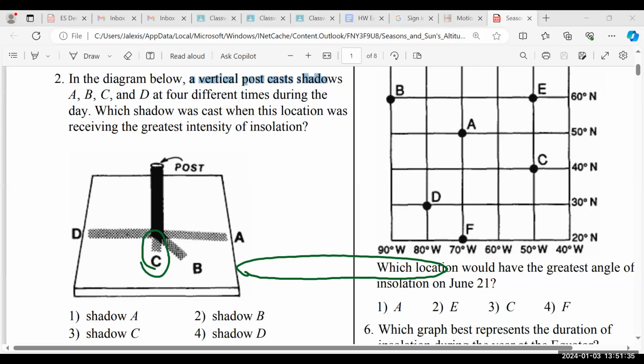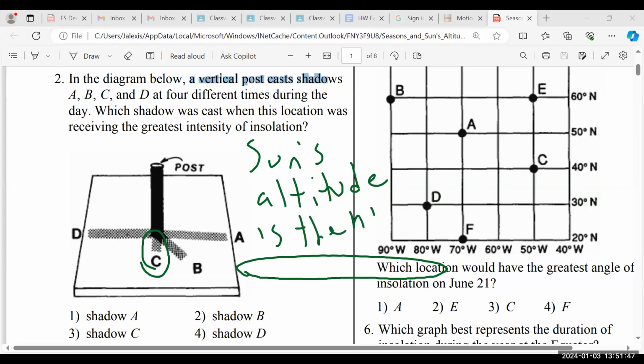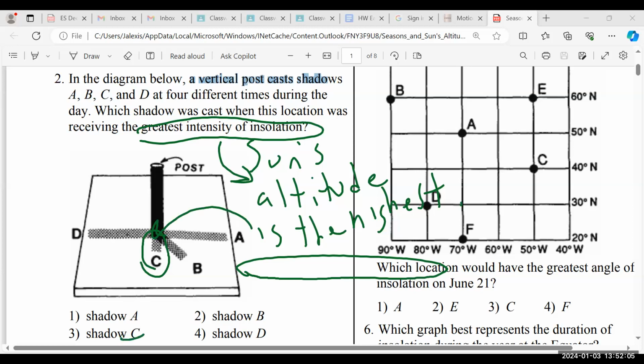Because the shadow is so short, that lets me know that the sun's altitude is the highest. And that's something you have to keep in mind. The greatest intensity of insolation is going to be when the sun's altitude is the highest. And when the sun's altitude is the highest, you're going to get the shortest shadow. That's why it's choice C.